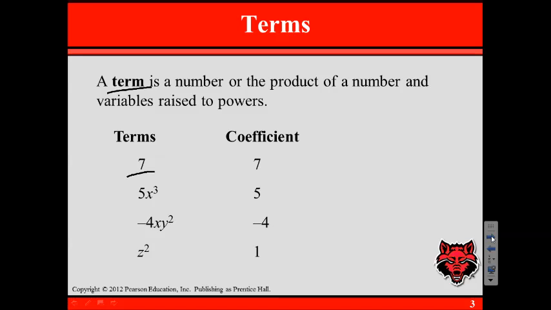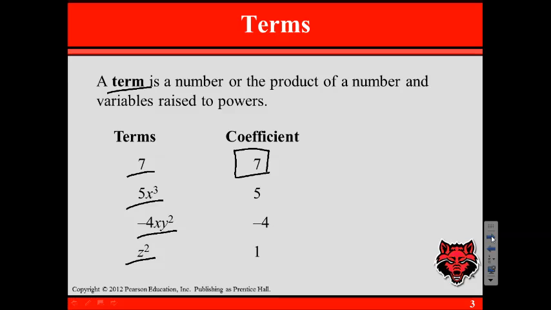A constant, 7, is a term. 5x cubed, so a constant times a variable. Maybe a constant times multiple variables, as we see in the third example. Or a variable without a constant written. Now the coefficient is the constant that the variable is being multiplied by. The coefficient of a constant, in the case of 7, will be the constant. And so 7 is the coefficient of 7. 10 is the coefficient of 10, and so on.